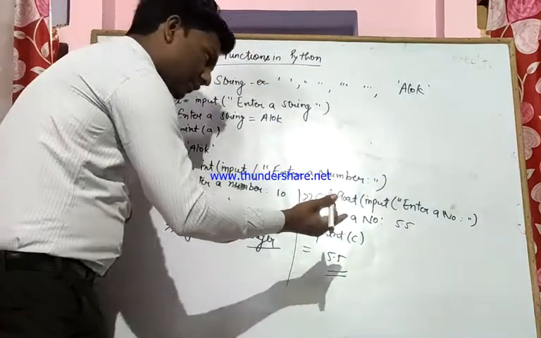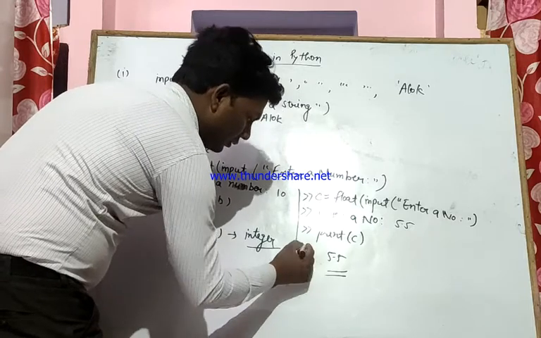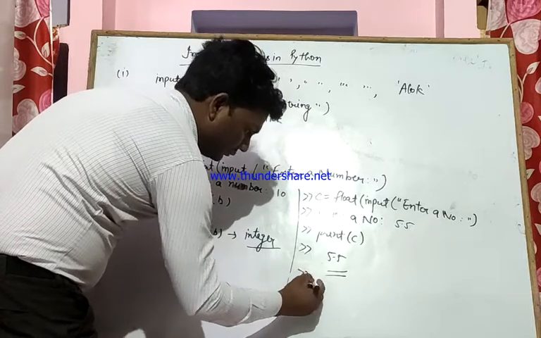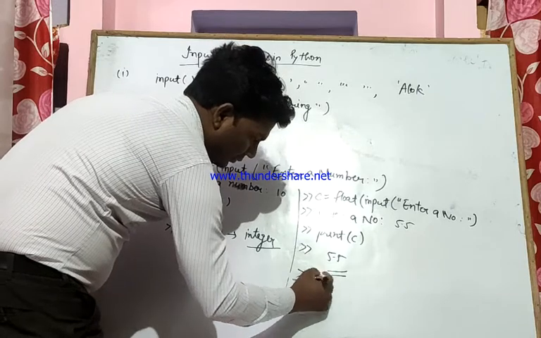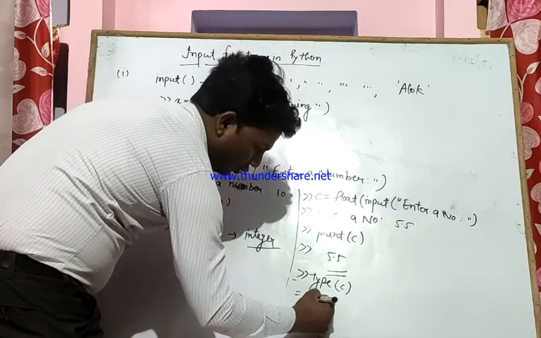If you want to check the data type of this value, then you can use type c, and it will return the float.